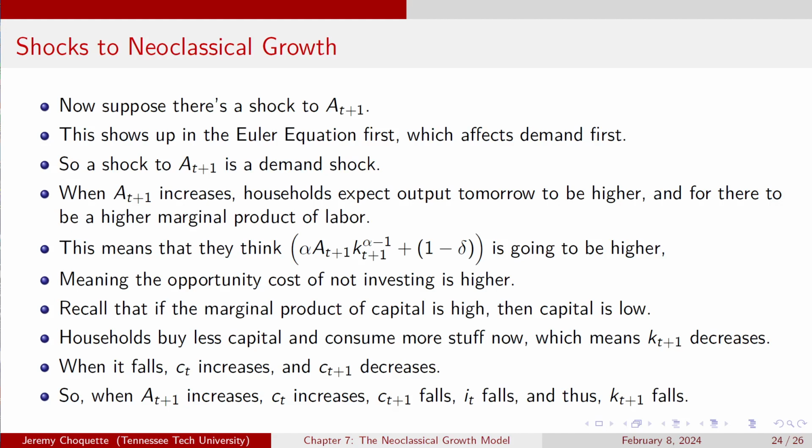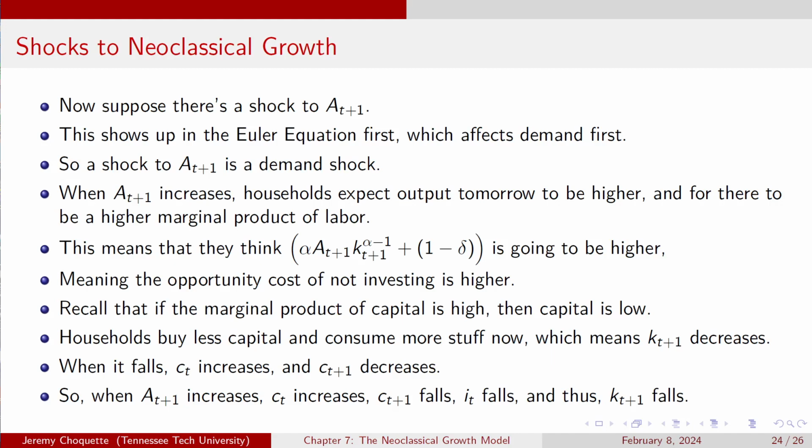What about future technology? All right, A_{t+1}. Well, this shows up in the Euler equation first, which affects demand first. So a shock to A sub t+1 is a demand shock. Now, when A_{t+1} goes up, households are expecting tomorrow's output to be higher. And thus, there would be a higher marginal product of labor. So it means they think the marginal product of capital is going to be higher. The opportunity cost of not investing gets higher.